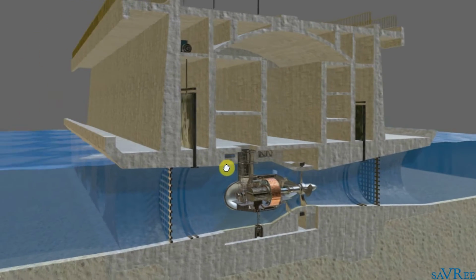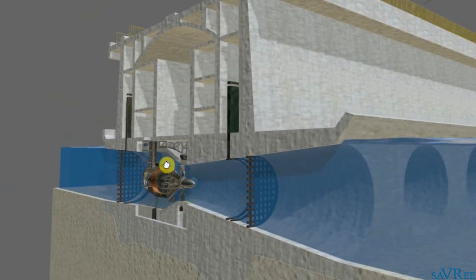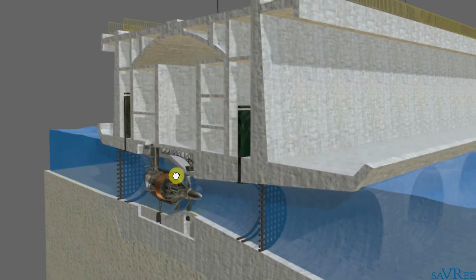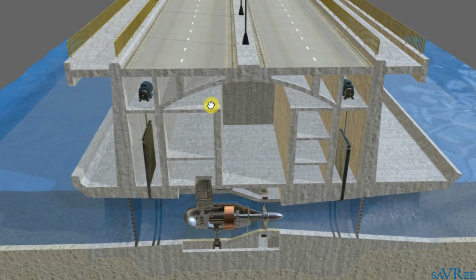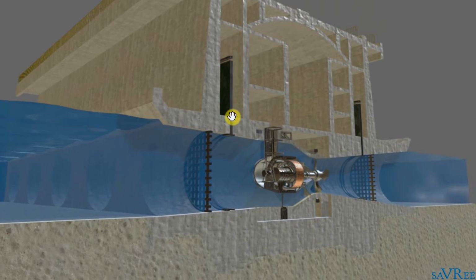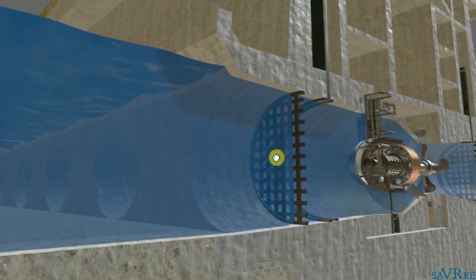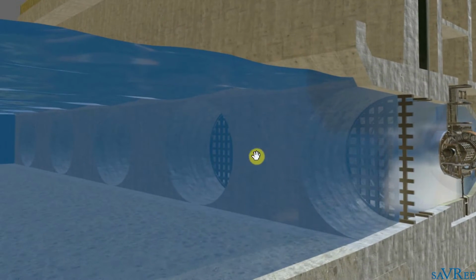You can see that it's quite a large structure, and we can actually see that it has a road on the top. So this is acting more or less as a bridge. You'll see these types of structures used to block off entire estuaries in areas that have tides of several meters or more. Let's have a look at some of the components.